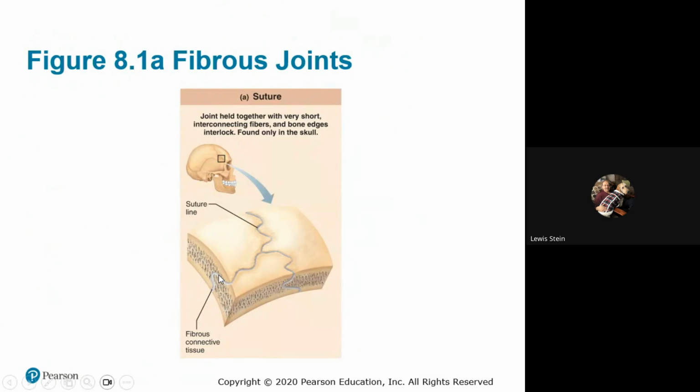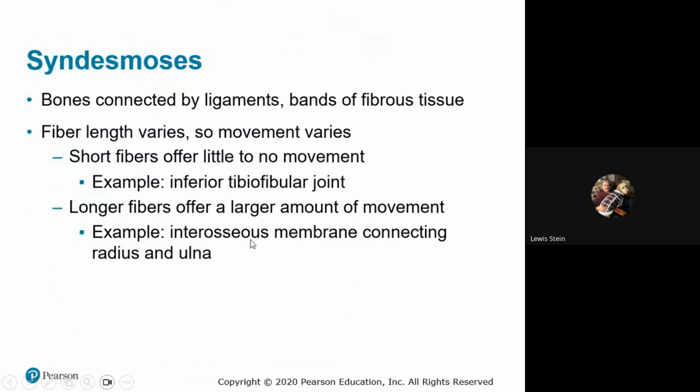Here's the fibrous connective tissue. They interlock in a very distinctive pattern, reminiscent of a suture line. Syndesmoses: ligaments, bands of fibrous tissue. Ligaments, as you remember from laboratory, are a mixture of collagen fibers and elastic fibers. Ligaments have inherently a certain degree of stretchiness. So shorter fibers, less movement. You'll see very shortly the inferior tibiofibular joint. Longer fibers, more movement. You're going to see this, and it ties into the extremity bones.